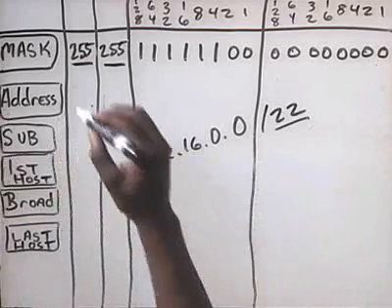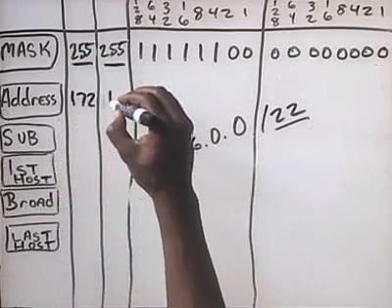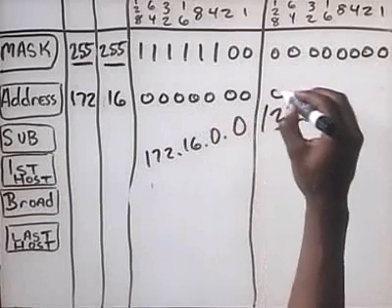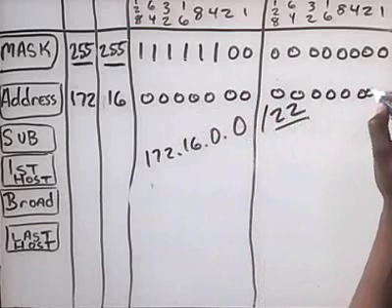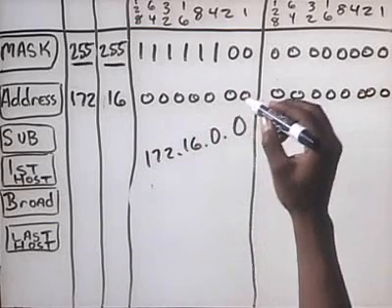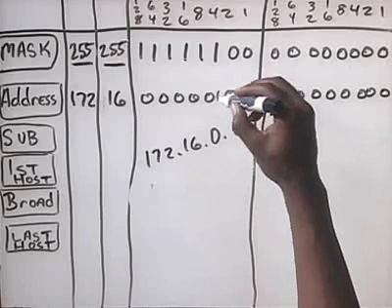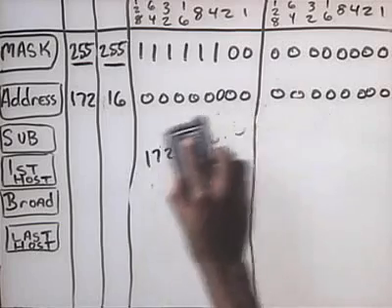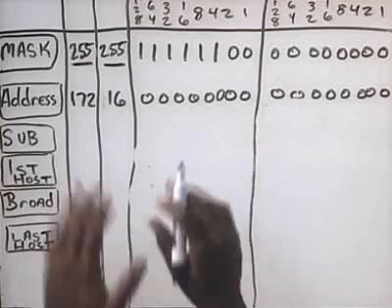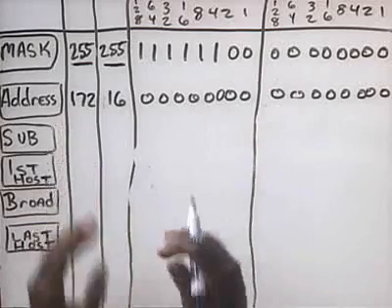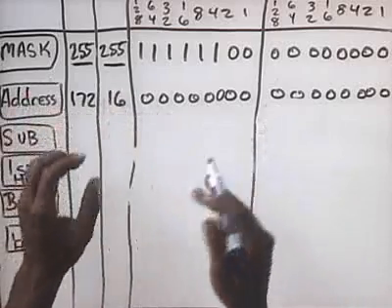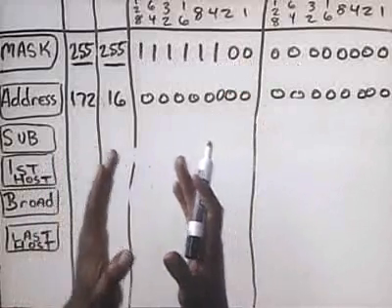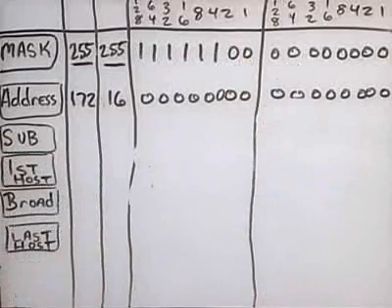Now we'll write out the address 172.16.0.0. That's our network address right there. So that's the example here for the first scenario. Now, the question is, given this network address, here's our network address, and a subnet mask, here's the subnet mask, how many subnets can we have and how many hosts per subnet?